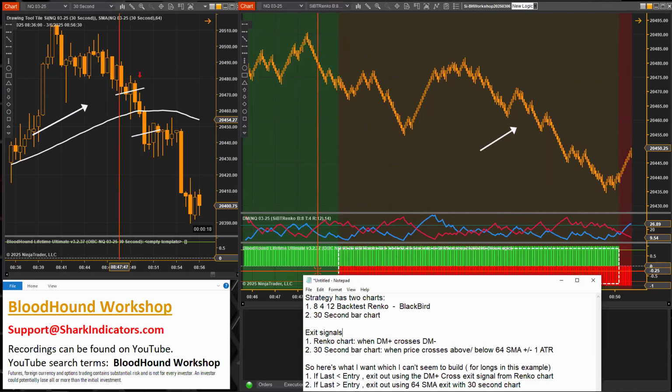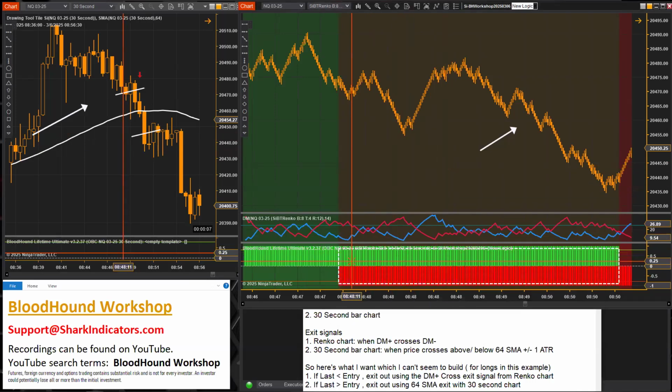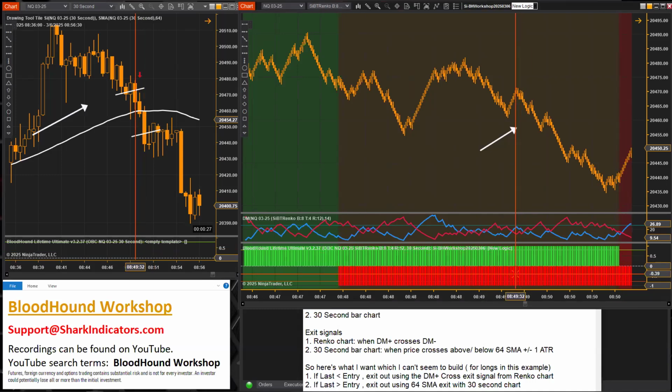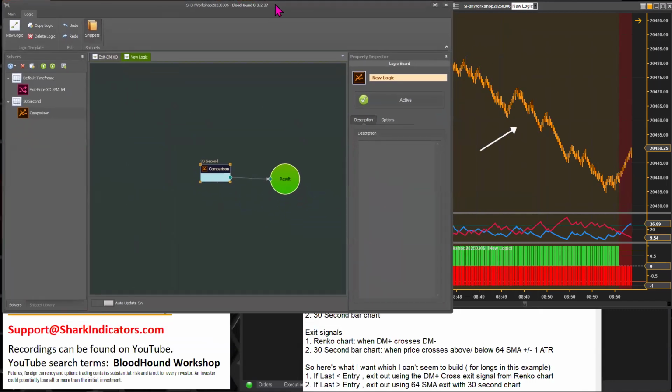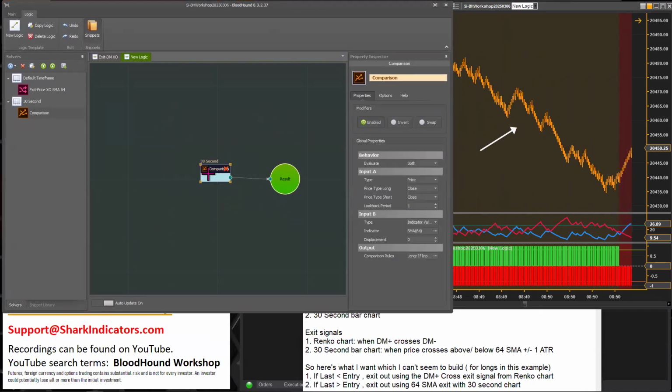So this is the issue you can run into when you're using the comparison solver for your exit signals, because you have all of these long continuous exit signals, and in theory that could interfere with your entry signals. So, going back here, just a note.